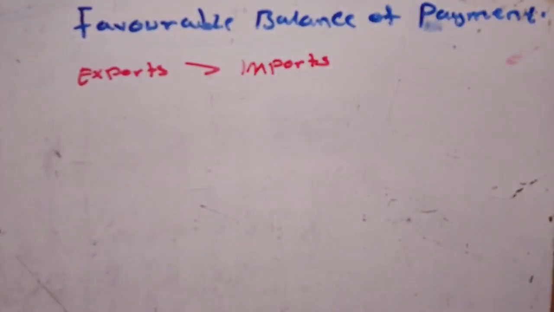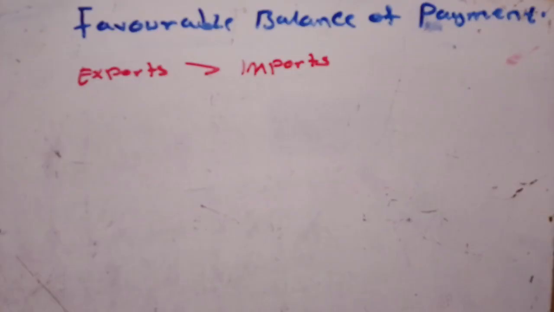When the amount of money a country earns from export of goods and services exceeds the total amount of money spent on imports, this is what you call favorable balance of payment. Okay, so let's look at one or two examples.